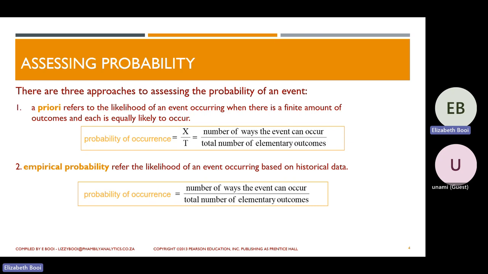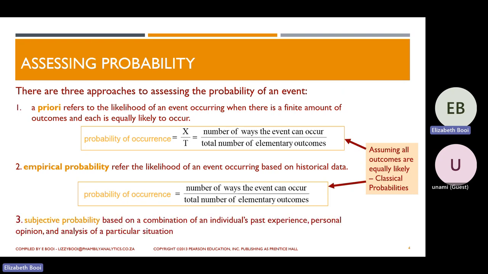We also have empirical probability, which refers to the likelihood of an event occurring based on historical data. The probability of occurrence for empirical probability is also the number satisfying that event divided by the total number of outcomes. Both the a priori and the empirical probability are what we call classical probabilities, because most often we use either a priori or empirical probabilities when we approach probability concepts.